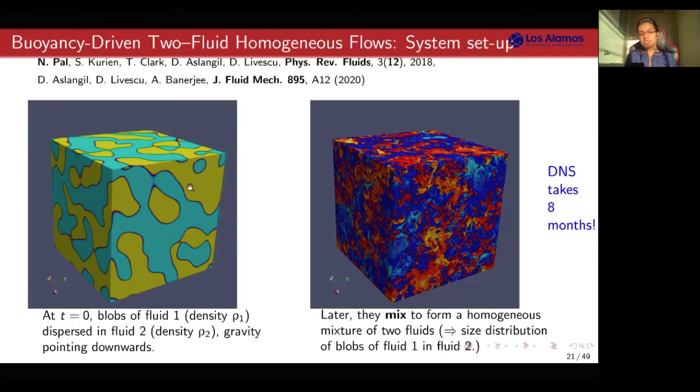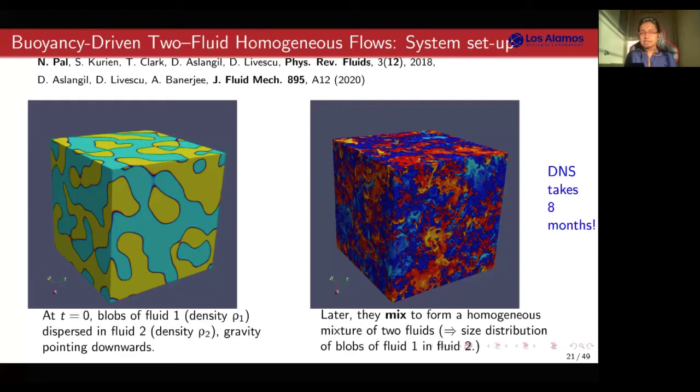Now, due to gravity, the two fluids start mixing, and the yellow blobs break up into very small blobs eventually. So the kinetic energy increases, reaches a maximum at this stage, and then decreases. Now, this is a DNS snapshot. This is a 1024 cubed simulation on 1000 processors. And it takes about 8 months for the DNS to start from this stage and arrive at this stage. Now, this is a huge computational cost.